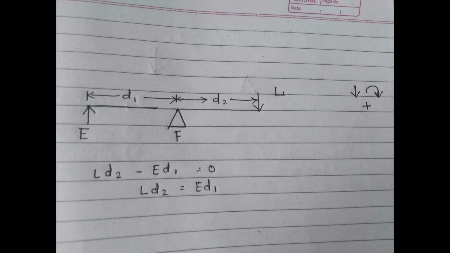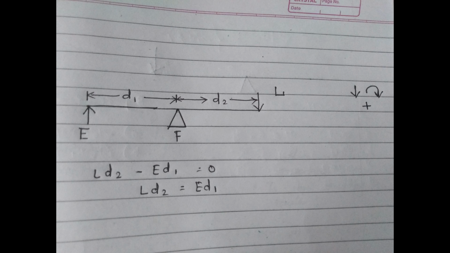It is very simple to solve the numerical problems of a lever. Here d1 is the distance of the effort from the point of fulcrum, and d2 is the distance of the load from the point of fulcrum. Simply calculate the moment at point F, that is the fulcrum. For this, take a proper sign of positive and negative for load, as well as clockwise and anti-clockwise moment.